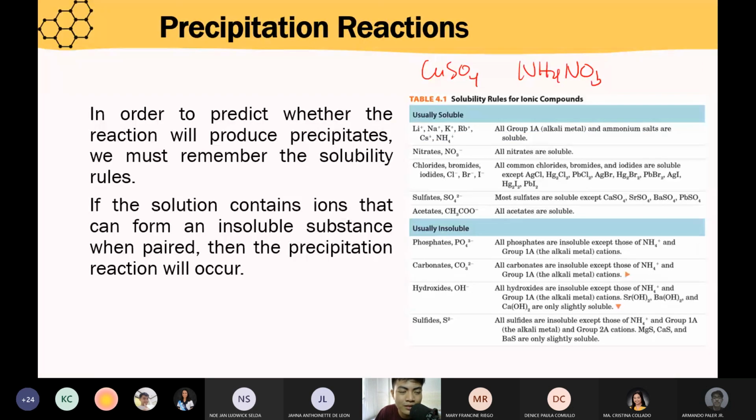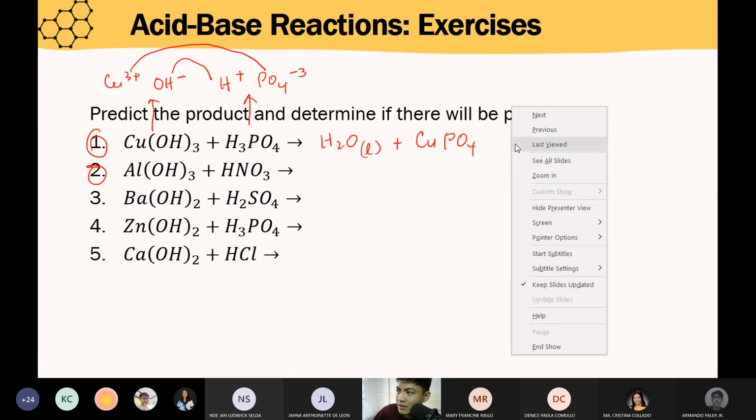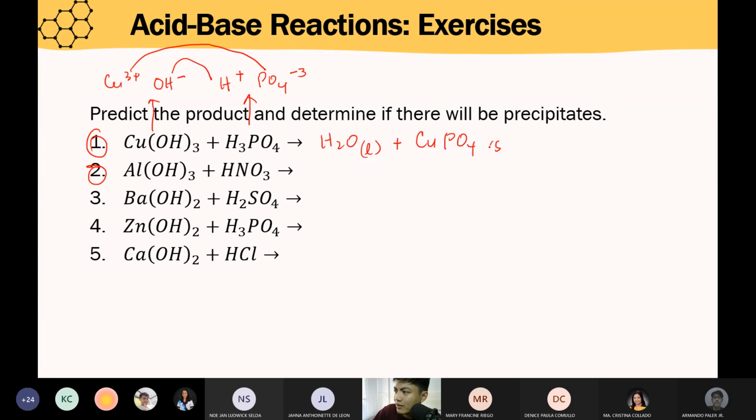Okay? So, ibig sabihin, when you combine copper 3 and phosphates, yun, mamumuo siya. Okay? Bukod sa tubig. Okay? So, this will be a solid precipitate then. Okay? So, liquid to, solid yan.